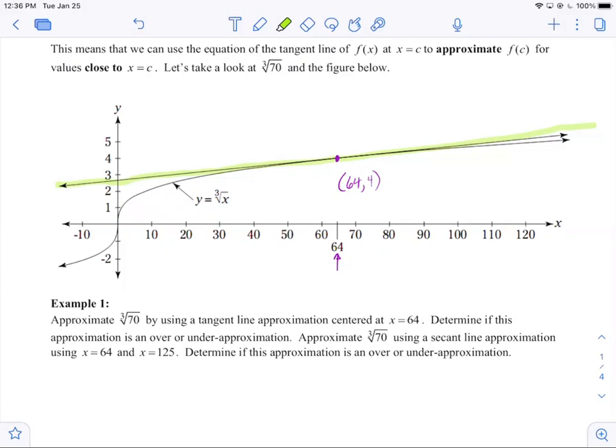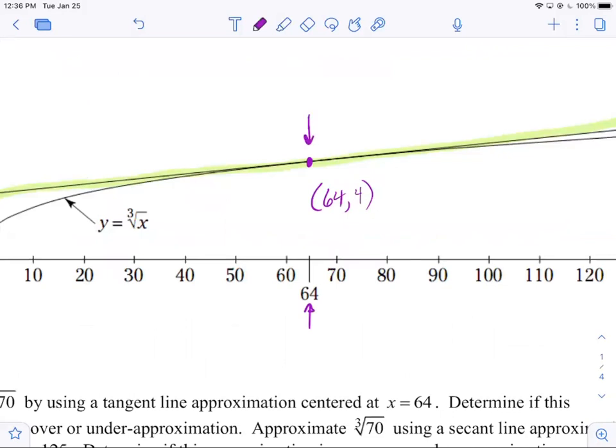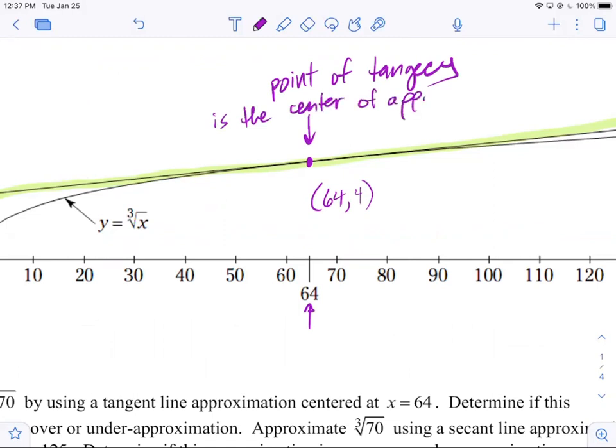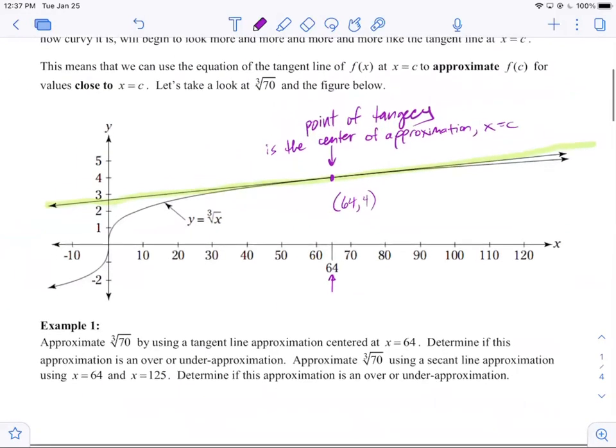And sure, they're not going to be the same. They're only the same at x equals 64, but you're going to be so close that maybe some people won't even know the difference. Okay, so that's the idea. This right here, the point of tangency, we now call the center of the approximation, and we use x equals c for that. This is going to carry over when we study Taylor polynomials later in the year. But right now we're sticking with a line.